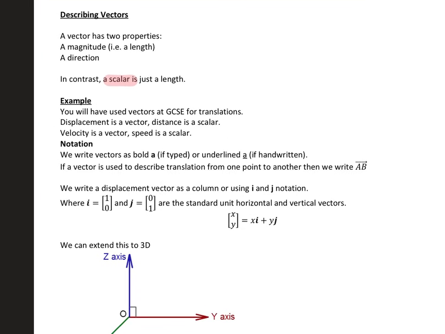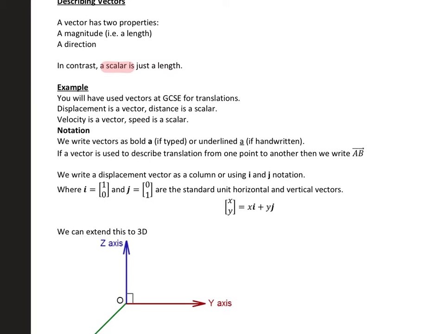Our notation, if it's typed, we normally use bold, so like this here. And if it's handwritten, we normally underline it, because obviously we can't write in bold. And if we use a vector to describe a translation from one point to another, we can just use an arrow notation. So if I want to say go from point A to point B, I can just put an arrow on the top.